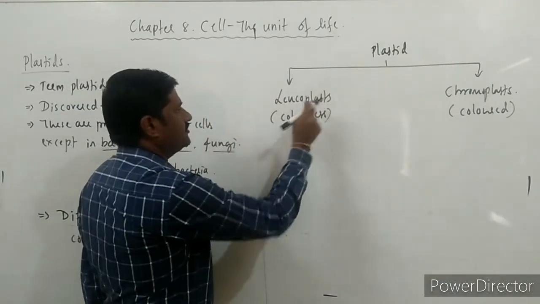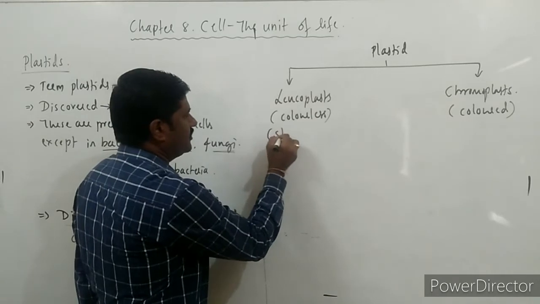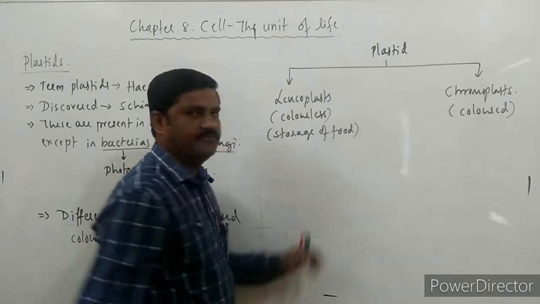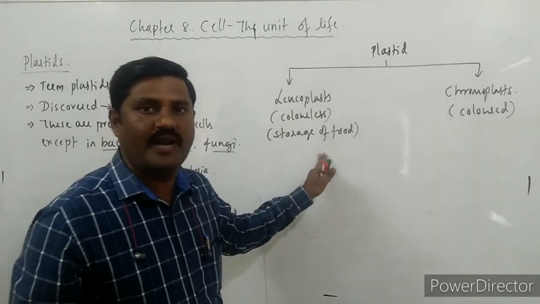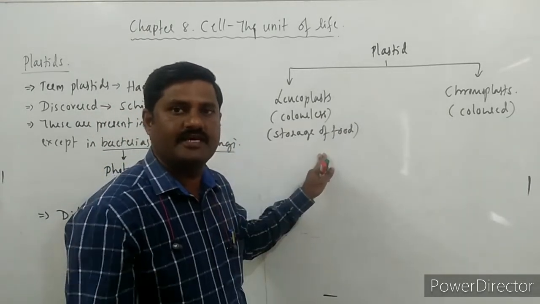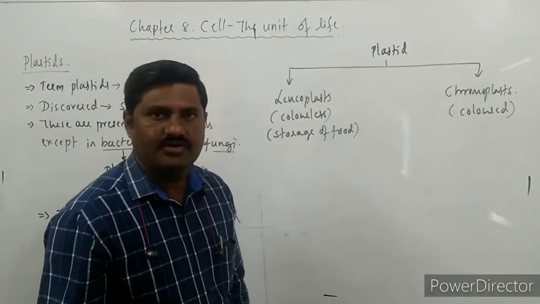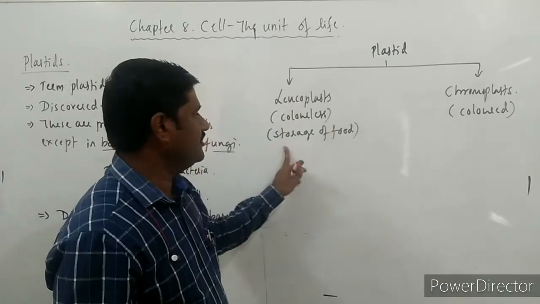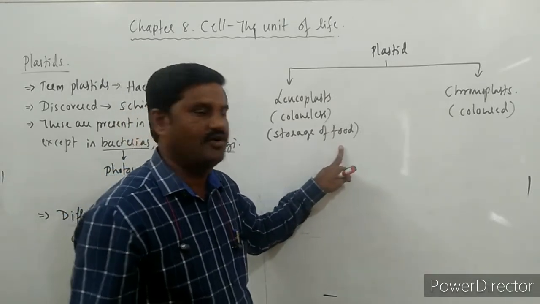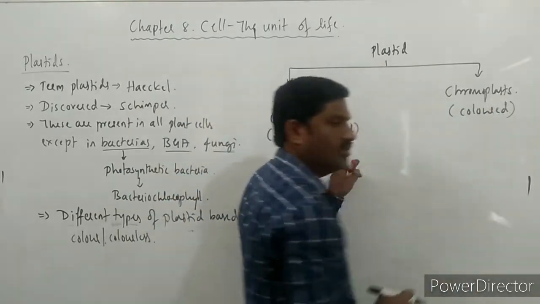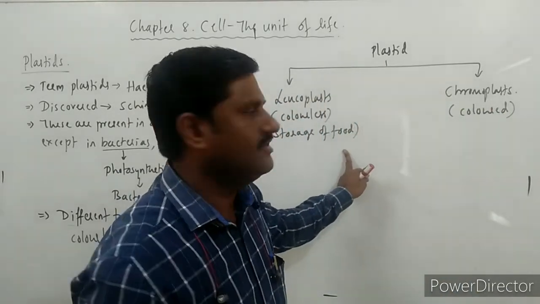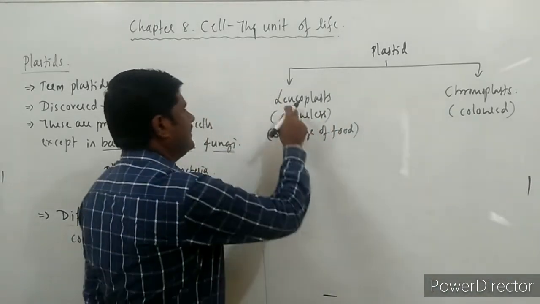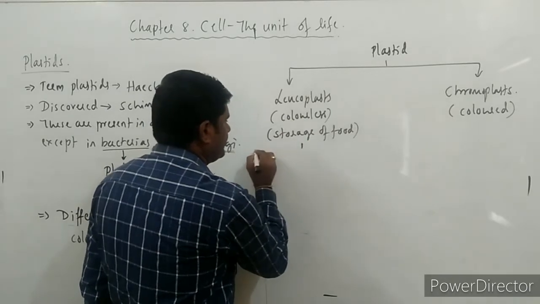So colorless plastids are meant especially for storage of food. Storage of different types of food is done by these leucoplasts. Leuco means colorless. So there is no coloration at all for these, and they are meant especially for the storage of food. And chromoplast, chroma means colored plastids. These are the colored ones. What color is it? Different aspects, right?